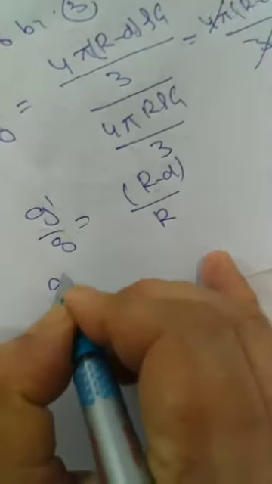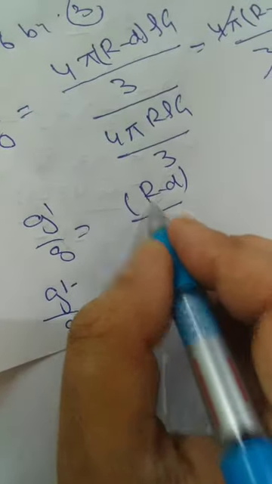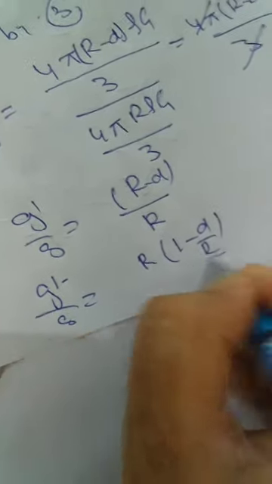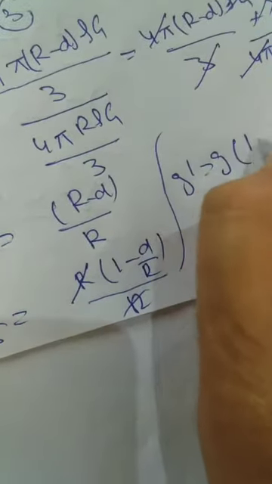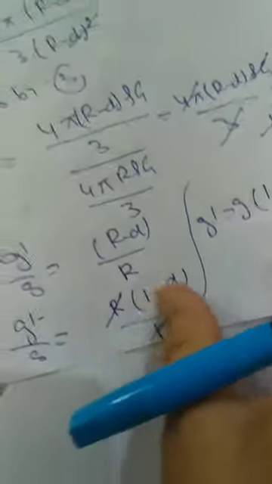You can also write g dash divided by g is equal to, if I take R common, 1 minus d by R, the R below and R cancel. Ultimately we can get g dash is equal to g (1 minus d by R). Name this equation 7.